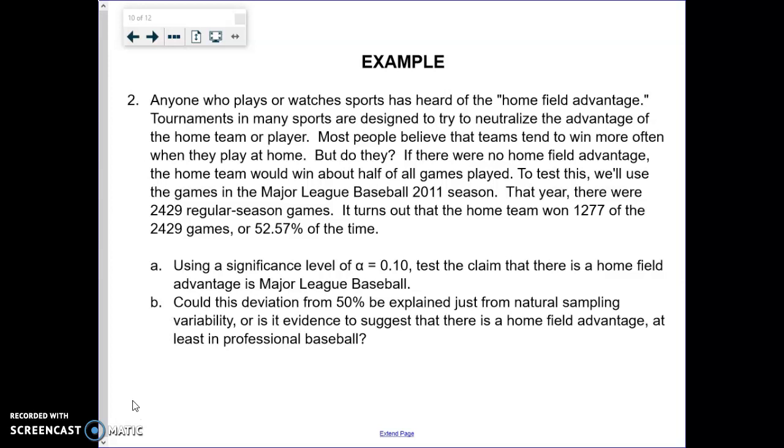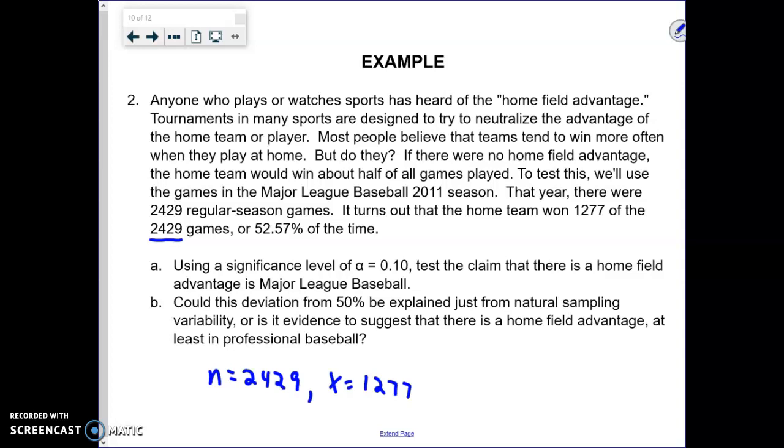So as we look through this, I noticed a couple things, and you probably did too, that there were 2,429 games played in the 2011 season. So N in this case is equal to 2,429, all right? The number of times the home team won was 1,277, right, out of those total 2,429 games.